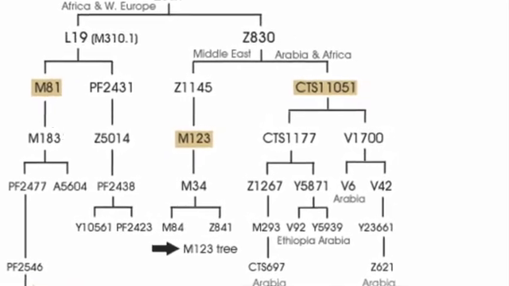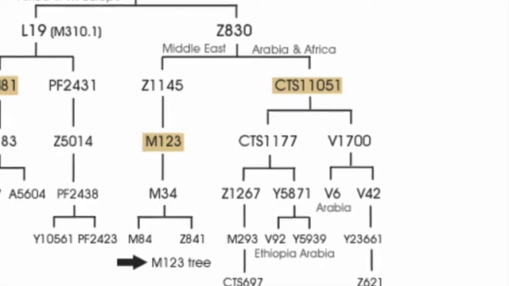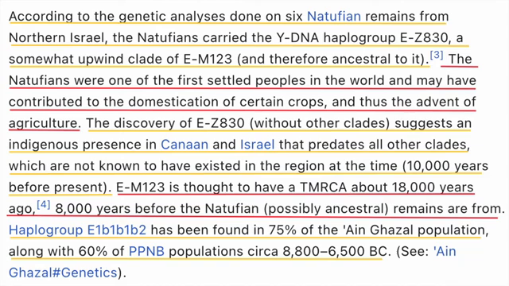E-M123 is a downstream of E-Z830, which the Natufians carried. According to the genetic analysis done on 6 Natufian remains from northern Israel, the Natufians carried the Y DNA haplogroup E-Z830, a somewhat upstream clade of E-M123, and therefore ancestral to it. The Natufians were one of the first settled peoples in the world, and may have contributed to the domestication of certain crops and thus the advent of agriculture.